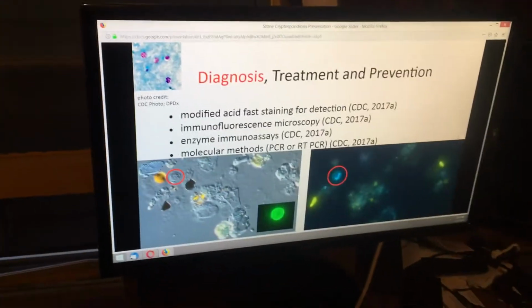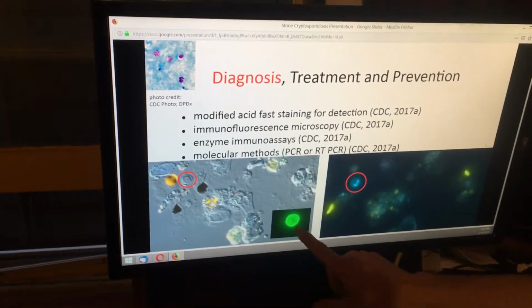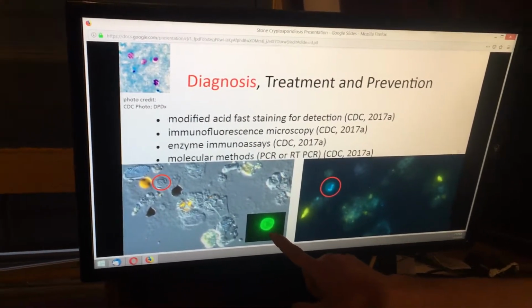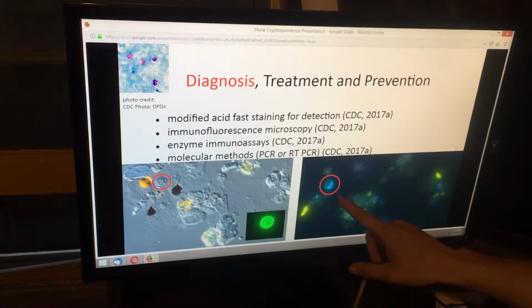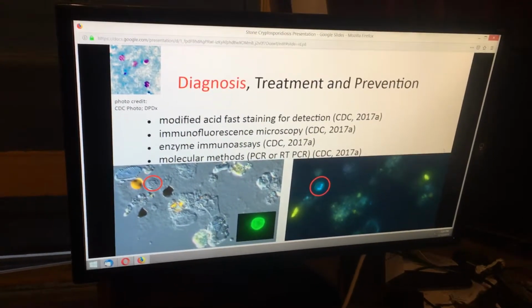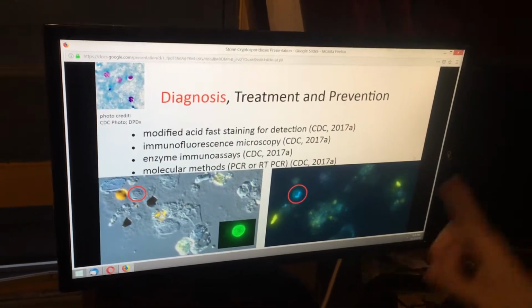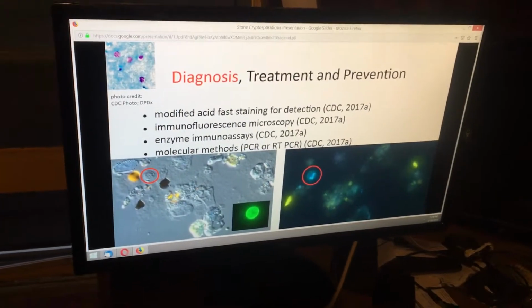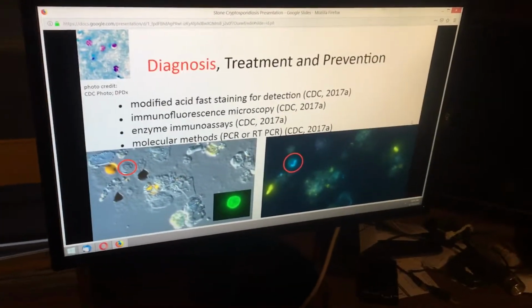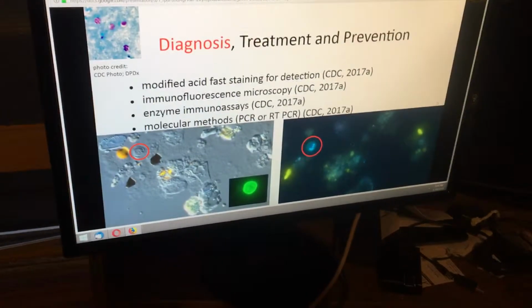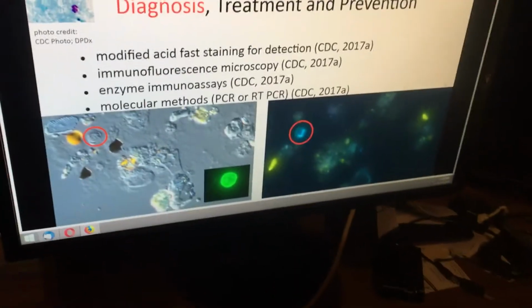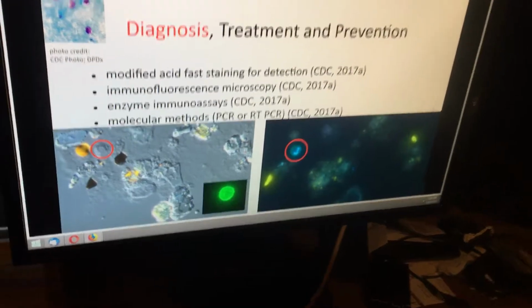Immunofluorescence microscopy. This is a Cryptosporidium oocyst under FITC stain. This is that same oocyst with DAPI staining, where you can see the DAPI is making the nuclei glow blue. So there are 4 nuclei there, which means there are probably 4 sporozoites that would be ready to go and continue that cycle of infection if it weren't stuck to a slide and glowing.